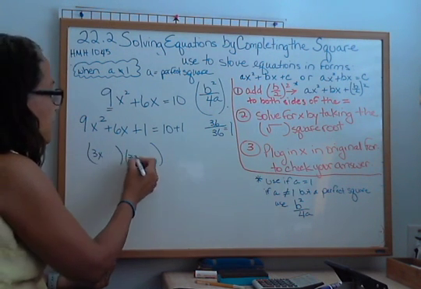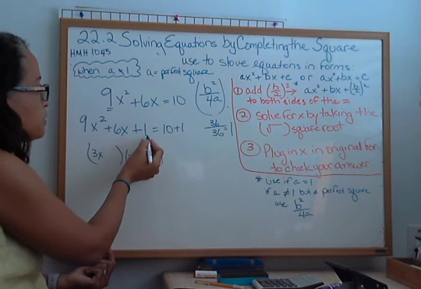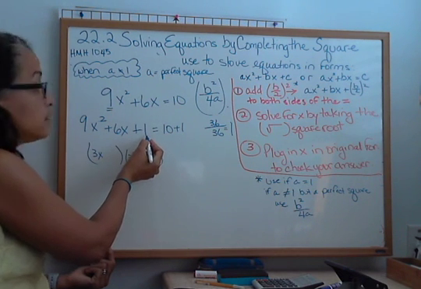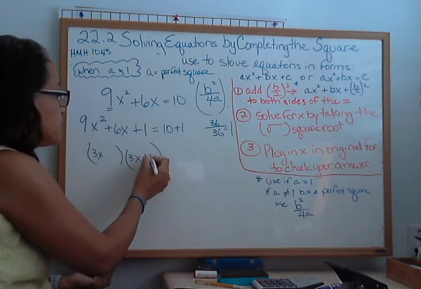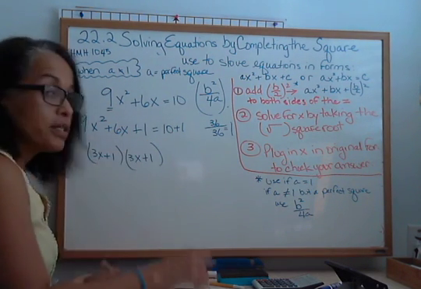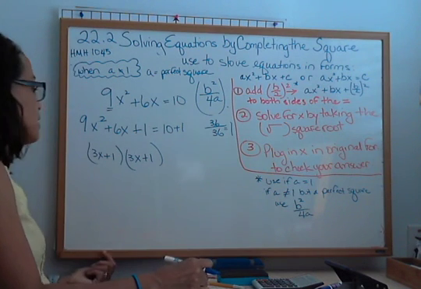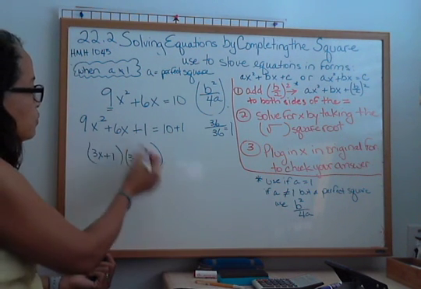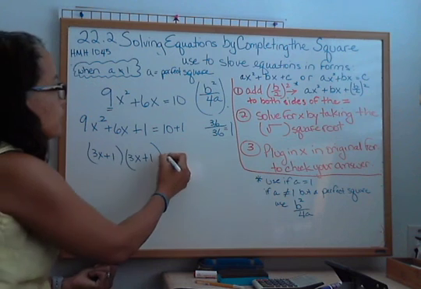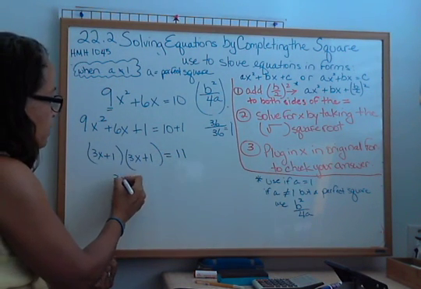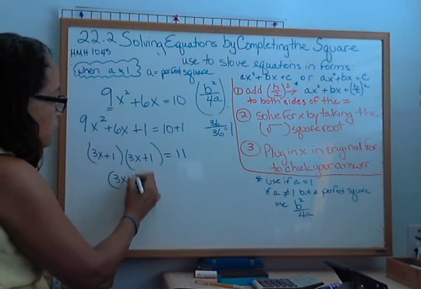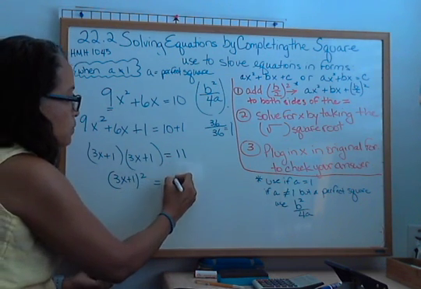3x, that's the 9. Multiply together my second term gives me 1, so it has to be 1, because 1 times 1 is 1. And then I can check it using FOIL. Yes, it does work. Equals 11. So here I have my perfect square. 3x plus 1 squared equals 11.